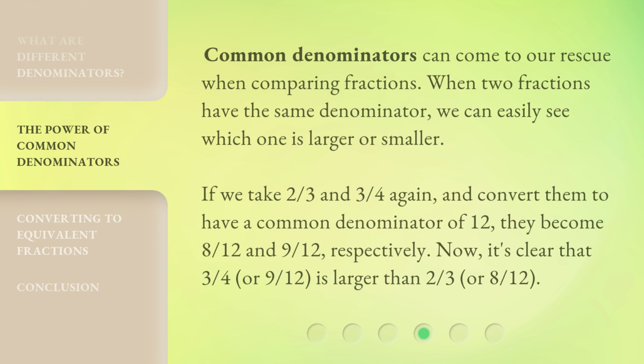Common denominators can come to our rescue when comparing fractions. When 2 fractions have the same denominator, we can easily see which one is larger or smaller. If we take 2/3 and 3/4 again, and convert them to have a common denominator of 12, they become 8/12 and 9/12, respectively. Now, it's clear that 3/4, or 9/12, is larger than 2/3, or 8/12.